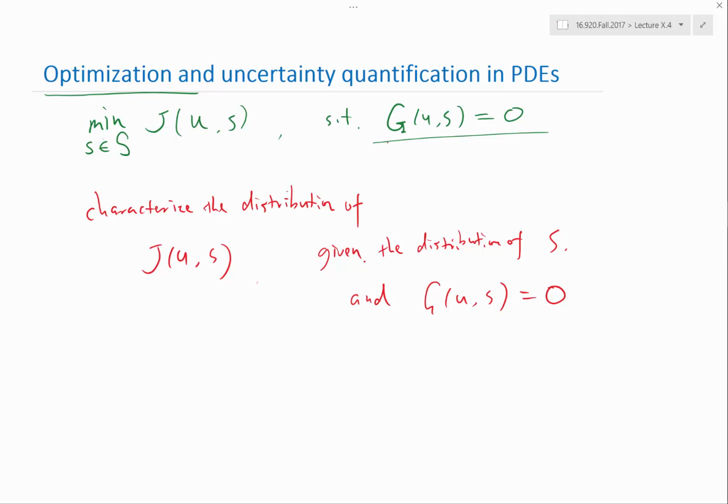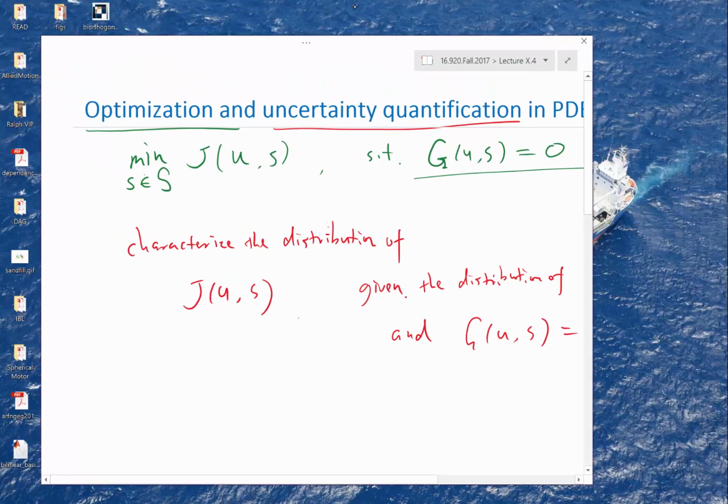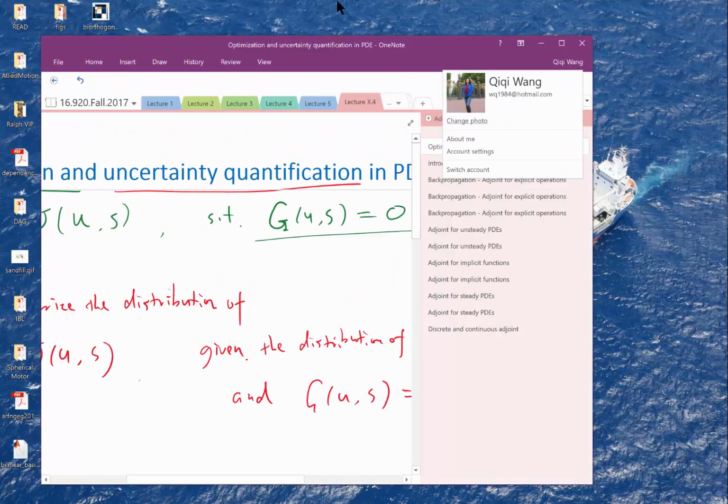Similar problems can be posed in many other fields. So today we're going to be discussing a particular way of doing this in the context of very large problems.